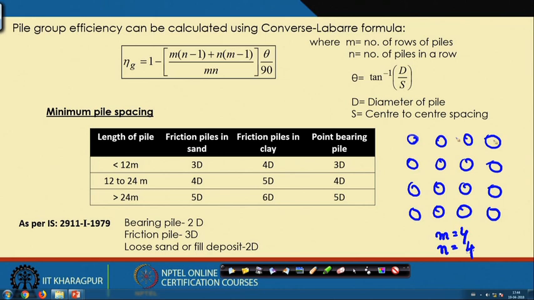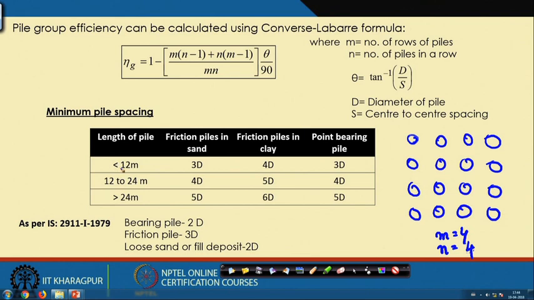Okay. So, number of pile in a row is 4, number of row is also 4. D is the diameter of the pile, S is the spacing between pile. So, you put this theta value and this way also you can calculate the group efficiency of a pile group. So, generally that minimum pile spacing recommendation is like this.